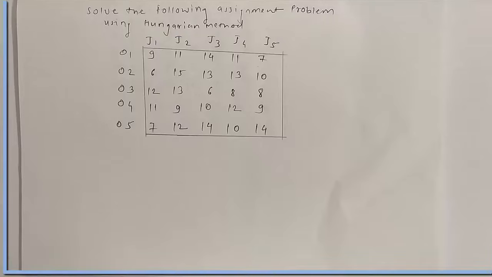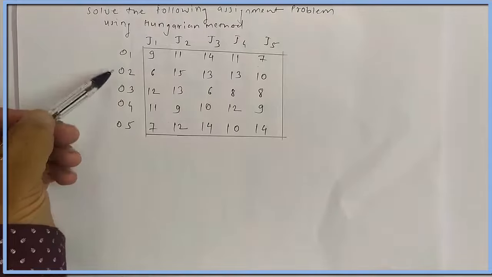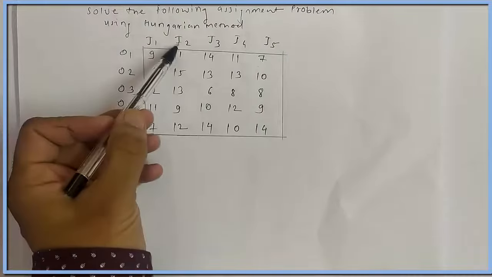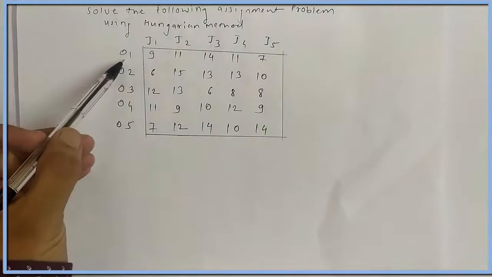Hello everyone. In this video we are going to solve the assignment problem with the help of Hungarian method. Look at the problem. There are 5 operators O1, O2, O3, O4 and O5 and there are 5 jobs J1, J2, J3, J4 and J5. Now here the question is which job is to be assigned to which operator?